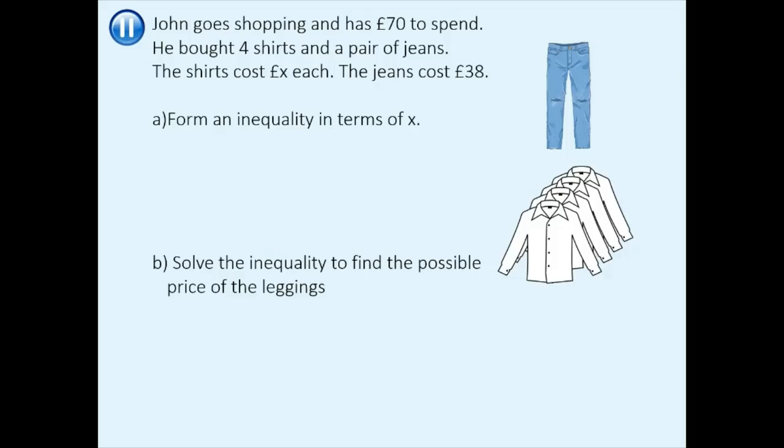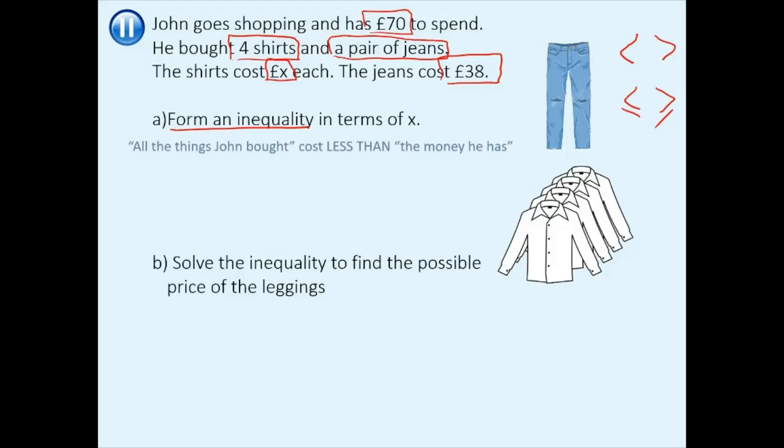Finally, this is a common sort of worded question where you have to form your own inequality. Think about this very carefully as you do. What we have is John. He goes shopping and has £70 to spend. He buys 4 shirts and 1 pair of jeans. The shirts cost X, the jeans cost £38. Form an inequality. Okay, that means you're going to have one of those 4 symbols. You're either going to have that, or that, or that, or that in your answer.